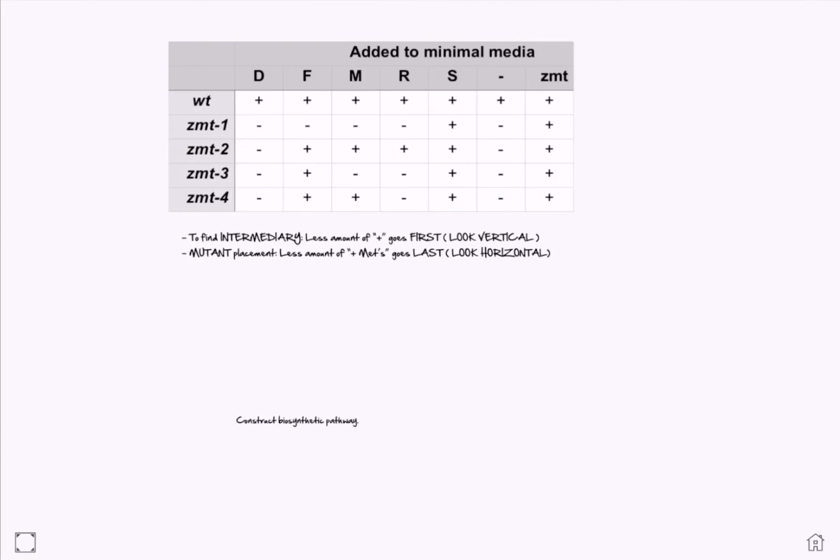To find the intermediaries, we know that the fewer pluses goes first if you look at it vertically. So let's divide it vertically: D, F, M, R, S, and then we have this ZMT at the end. Fewer pluses goes first. D, if you look down at it vertically, has 1 plus. Then let's see what has 2 pluses if we look down vertically. See R. Is there 3 pluses? Yep, if you look down vertically at M, you see there's 3 pluses. So D, R, M.